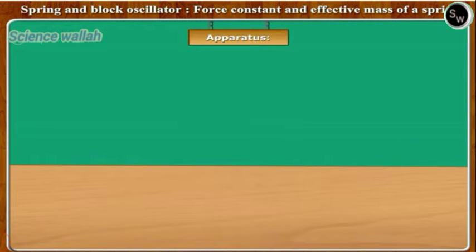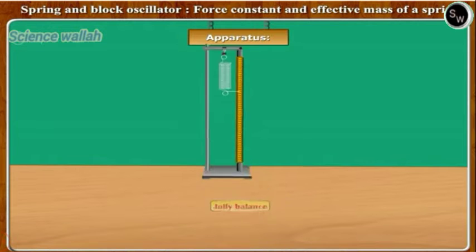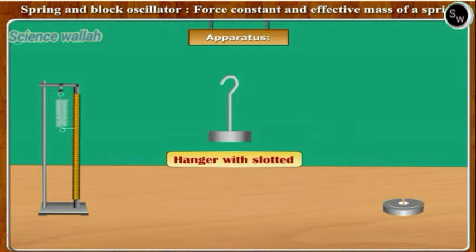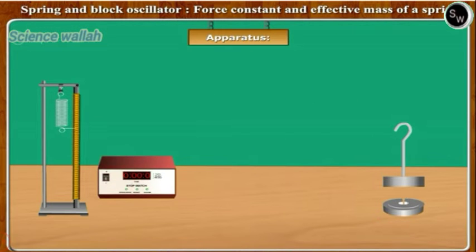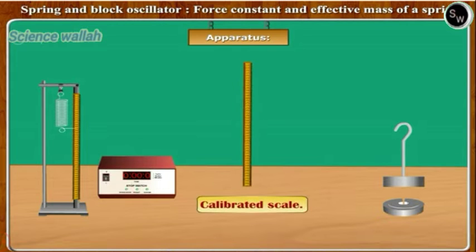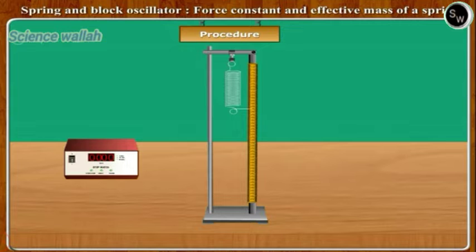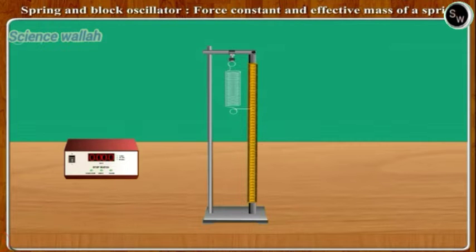Apparatus. We require a jolly balance, weight box, a hanger with slotted weights of 50 gram and a stopwatch. A jolly balance consists of a vertical helical spring arranged in front of a calibrated scale. Procedure. Let us determine the mass of the spring m0.